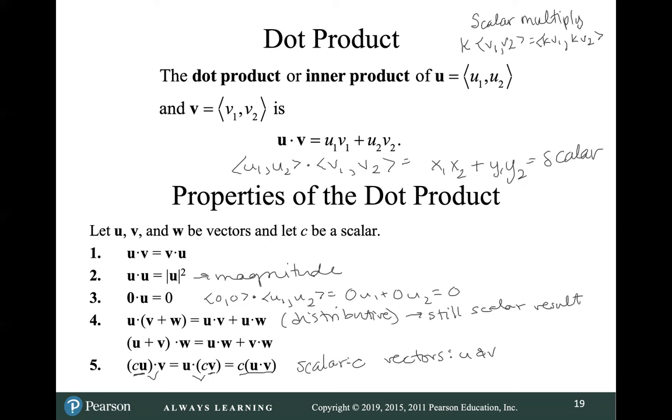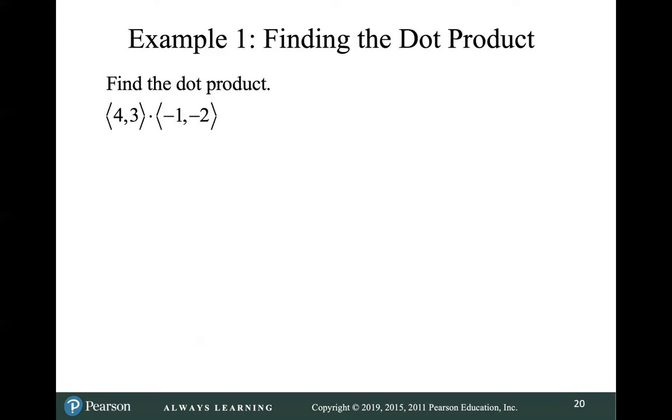There we go. So commutative property, we saw it 3 times. We know we can use the commutative property for vectors now, as well as numbers or scalars. Okay, let's look at an example. We want to find the dot product.